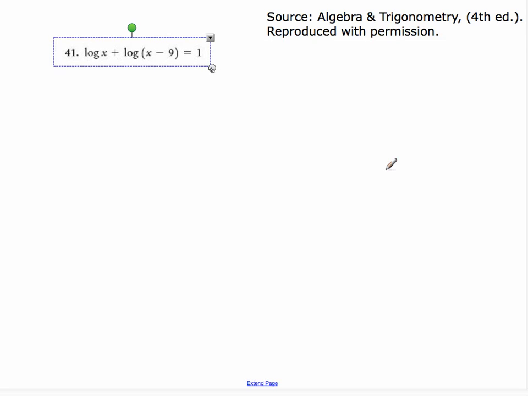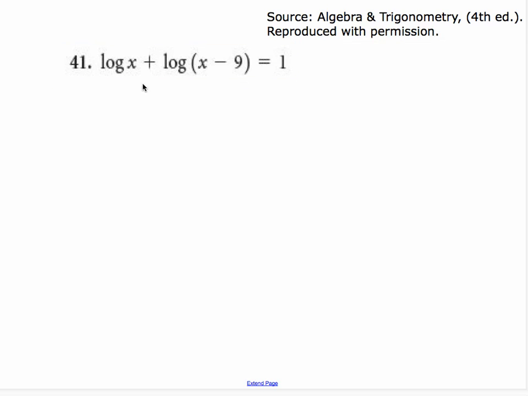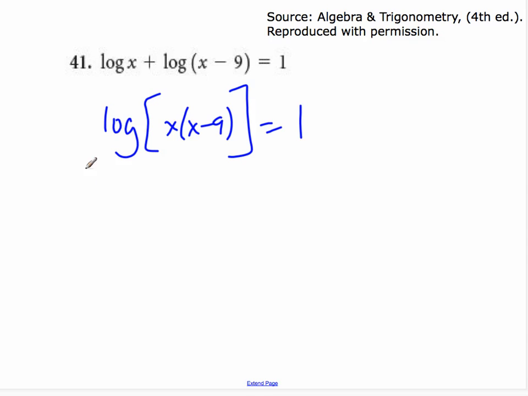So here I've got log of x plus log of x minus 9 is equal to 1. So I see a plus there, so this is the product law. I can rewrite it as 1 logarithm. That's the product of this times that. So it's x times x minus 9, is equal to 1. No base indicated, so I assume it's a 10.